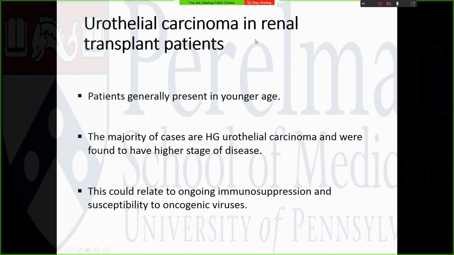Also unique to this case was that the patient had this history of renal transplant. So we found out that renal transplant patients already have a risk of developing urothelial carcinoma at a younger age, and they tend to present with high-grade urothelial carcinoma at higher stage, and the explanation for this is thought to be these more potent immunosuppressive drugs, as well as a potential role for oncogenic virus.